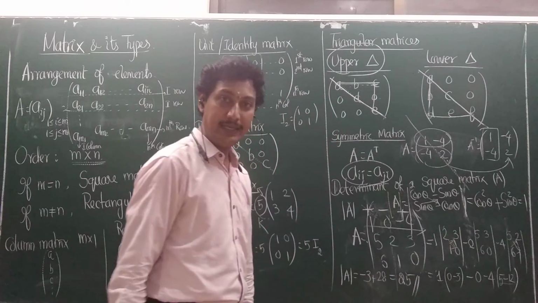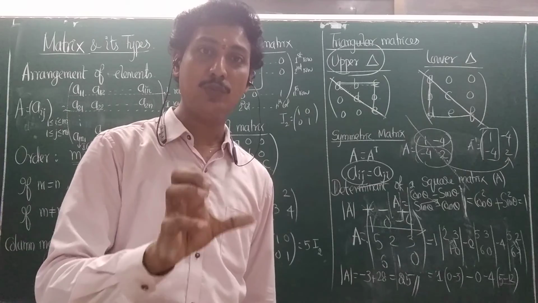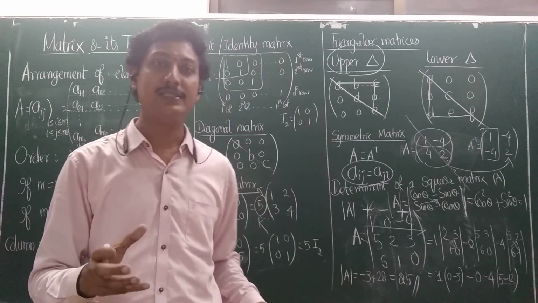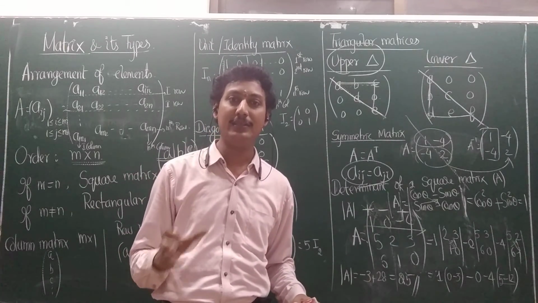So determinant of a matrix is nothing but a constant which is corresponding to the whole matrix. A constant which is corresponding to the given matrix is known as the determinant.